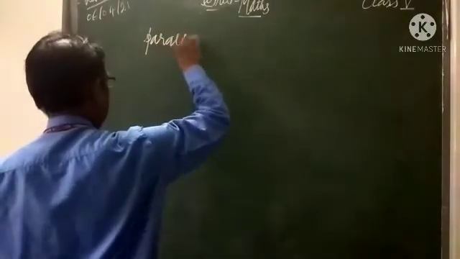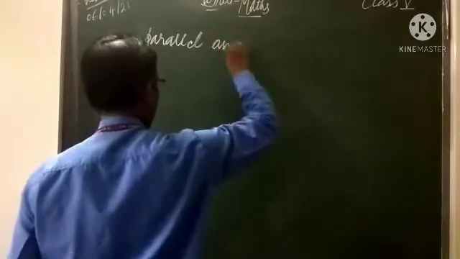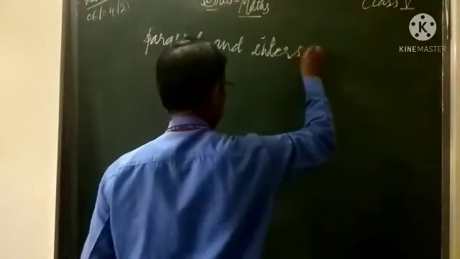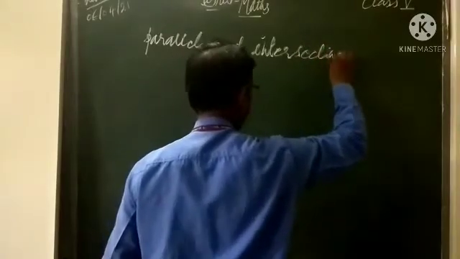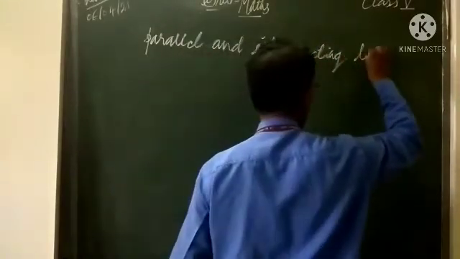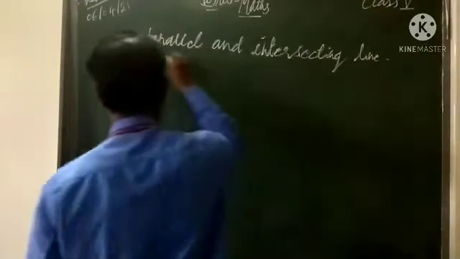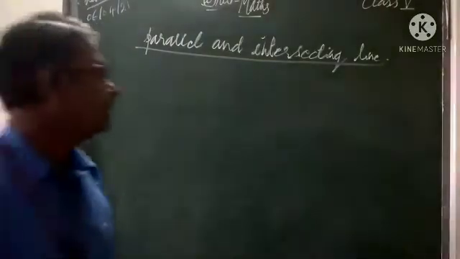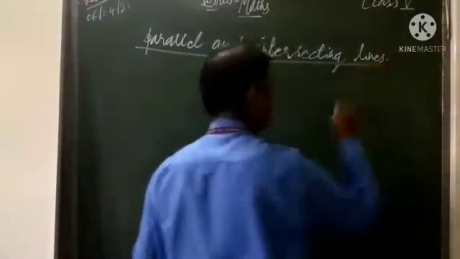Parallel and intersecting lines. Again, here two types of lines are there. First one is called parallel and second one is called intersecting lines. Now parallel means what?